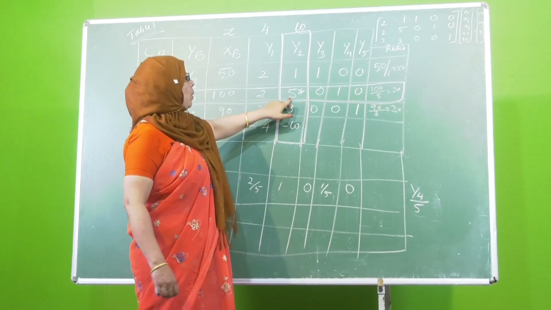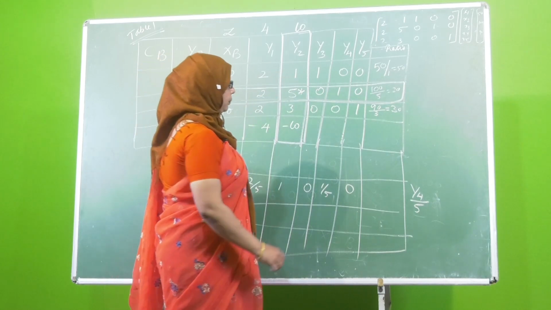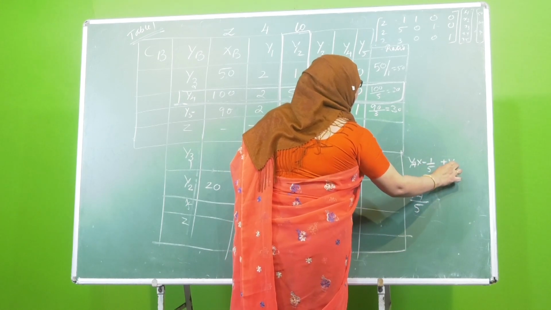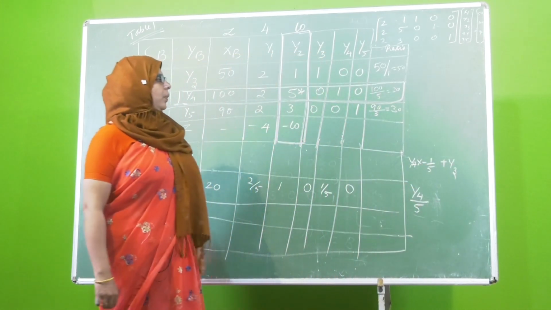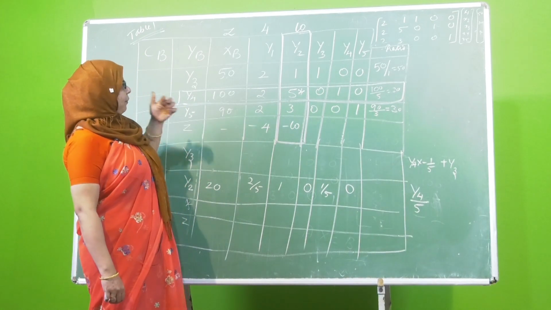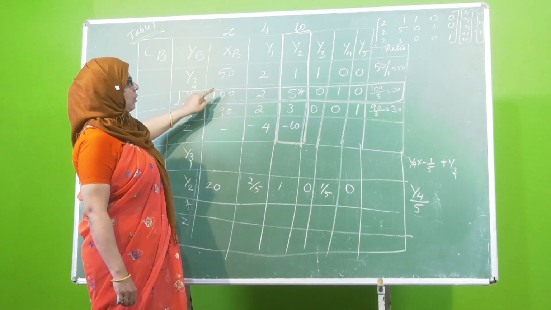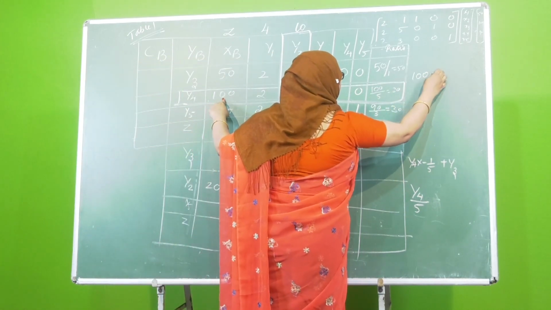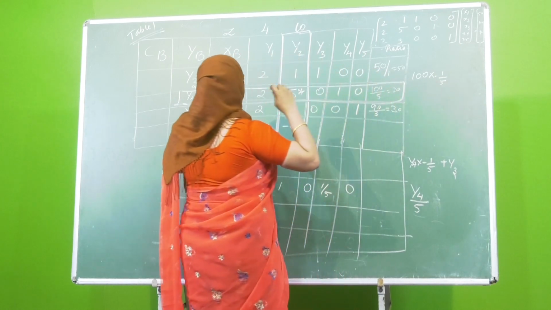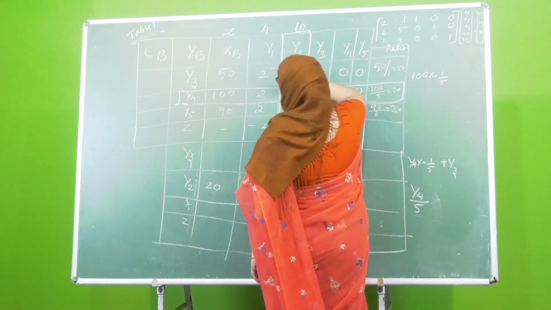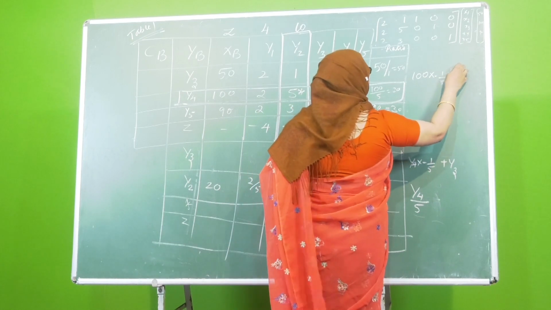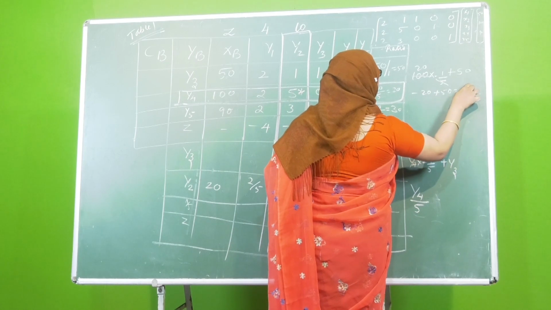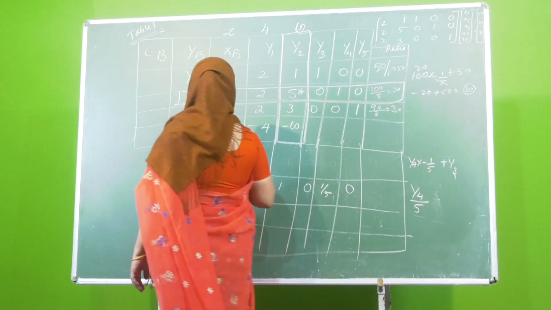Y4 into minus 1 by 5 plus Y3. Okay, so what is the first element? 100. So 100 into minus 1 by 5 plus y3. The y3 element is 50. So minus 20 plus 50 is 30.